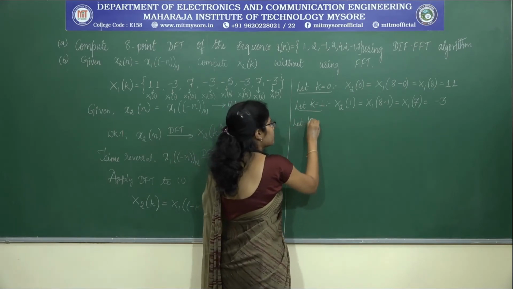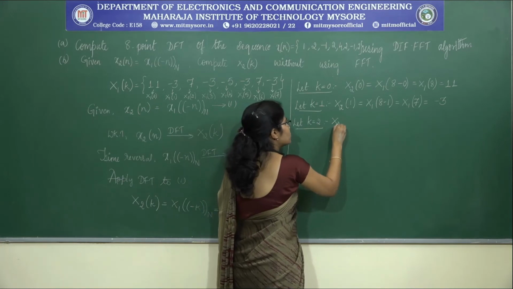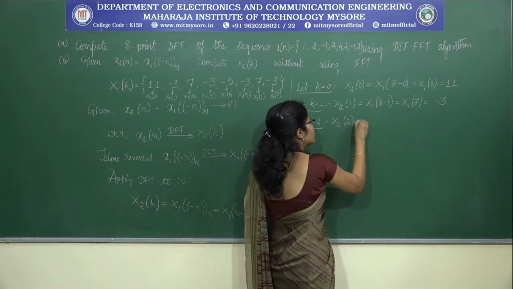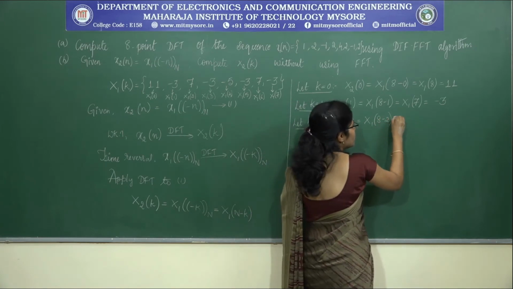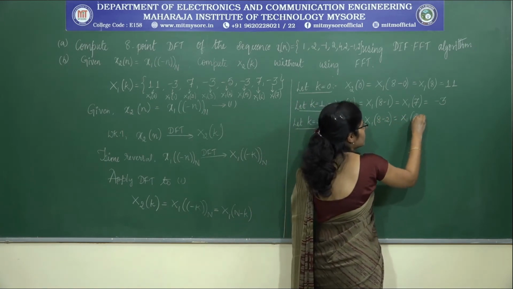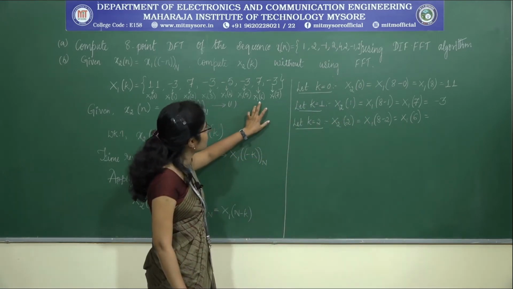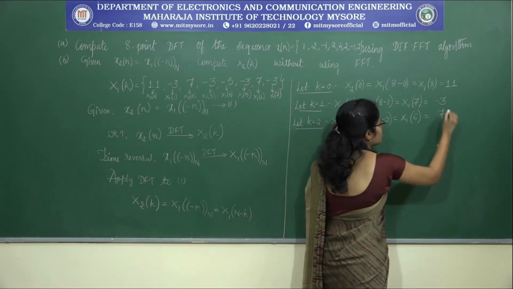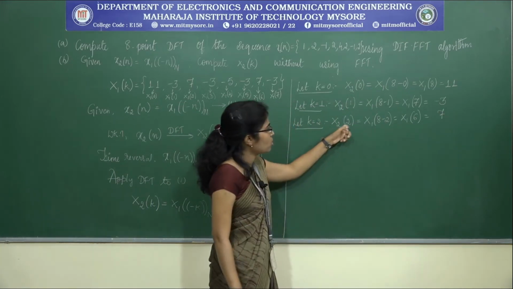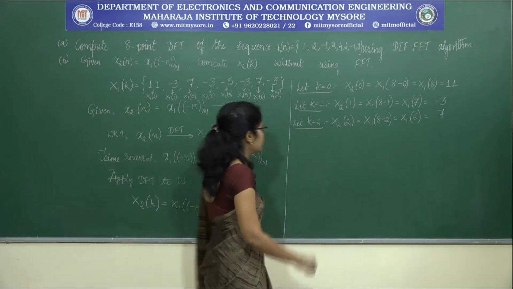Let k be equal to 2. If k is equal to 2, x2 of 2 will be equal to x1 of 8 minus 2, which is equal to x1 of 6. Okay. So what is x1 of 6? x1 of 6 is nothing but equal to 7. Yes. So therefore, x2 of 2, which is equal to x1 of 6, is equal to 7.